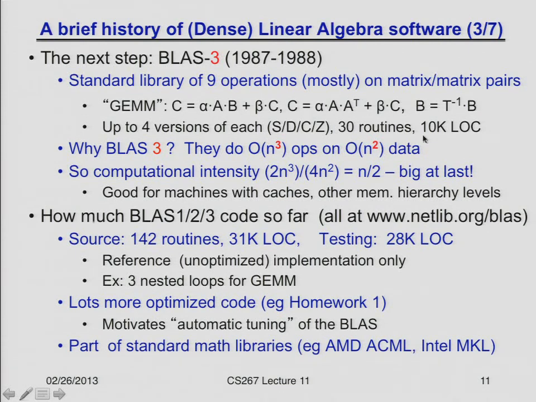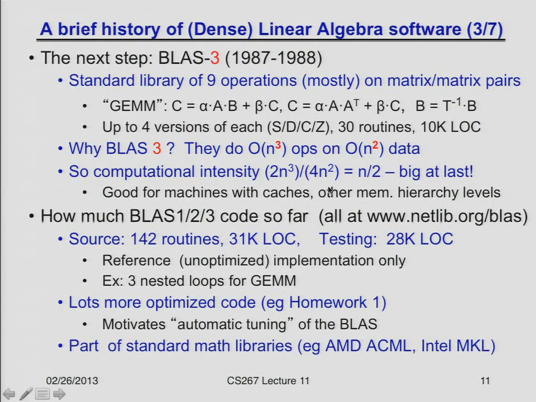Now this is another 10,000 lines of code, and you spent assignment 1 optimizing one of these. They're called the BLAS3 because finally we're doing n cubed operations, but we're still only doing it on n squared data. So the computational intensity has gone to n cubed divided by n squared, and it's finally big. We can finally do enough work to hide all the communication costs. And that is where people temporarily declared victory.